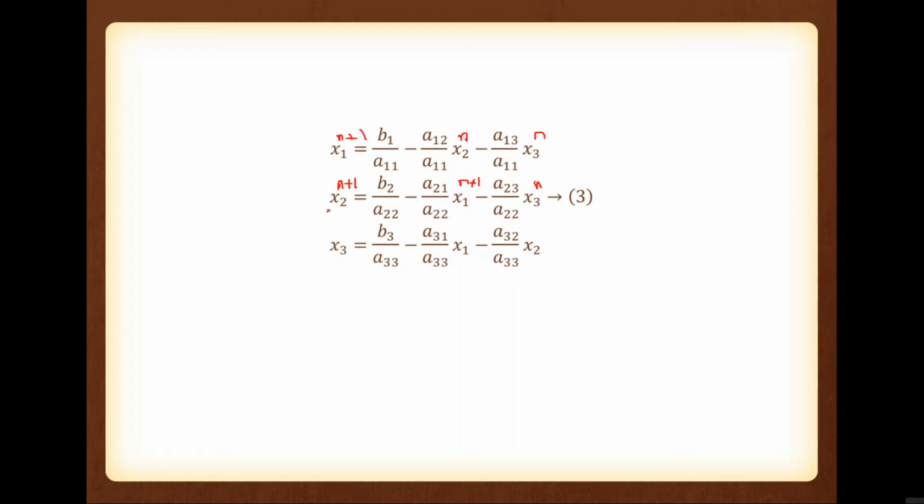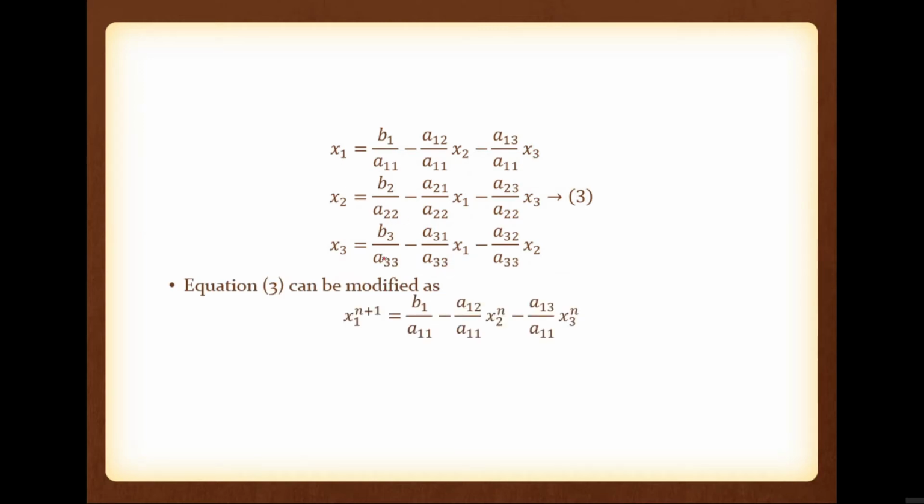Okay, so this is second equation. Now in third equation, you can see that x1 n plus 1 is available, and x2 n plus 1 is also available. So x1 n plus 1 and x2 n plus 1 will give x3 n plus 1. Is it okay? If you are replacing like this way, we can write the first equation as x1 n plus 1 is equal to b1 divided by a11 minus a12 divided by a11 x2n minus a13 divided by a11 x3n.